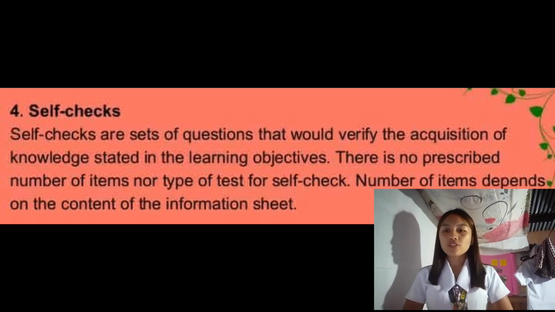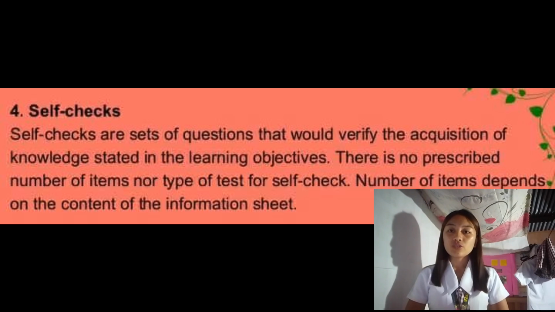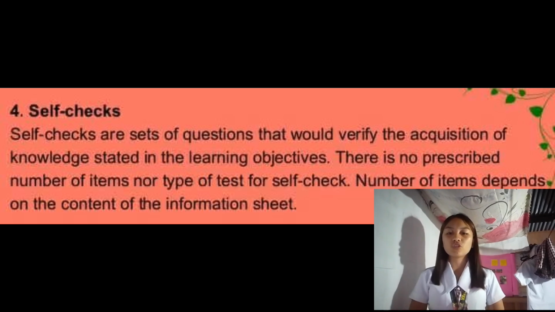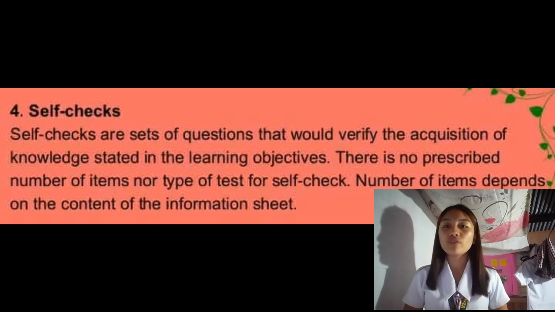So the self-check is a short question given after the lesson to help learners see if they understood the objective. It is like a mini quiz that helps the students know if they understood the discussion. So there is no required number or type of questions. The number depends on the topic. Self-checks help the trainee measure their progress before moving on.